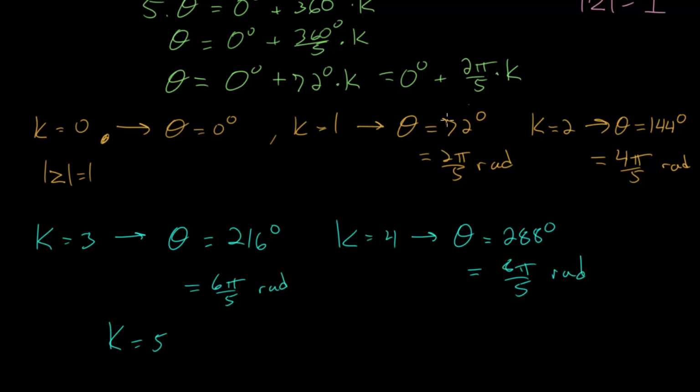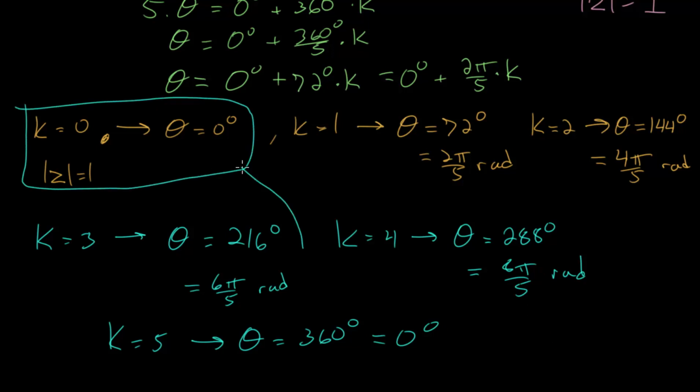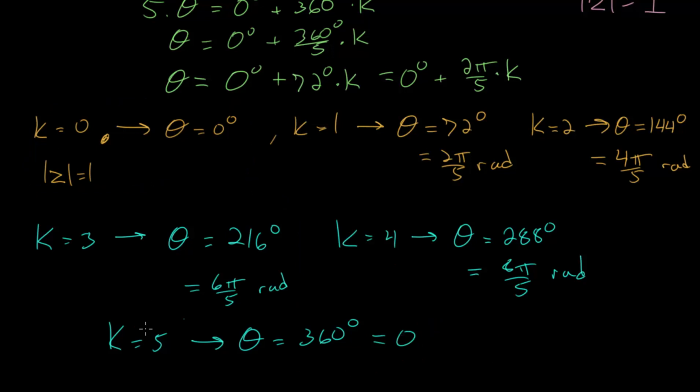Since k is an integer, it could be any whole number that we want, positive or negative. But when it's equal to 5, we are multiplying 72 5 different times, and we get theta is 360. But we know 360 can be rewritten as 0 degrees, and we already had a solution for that. So we don't need to rewrite it again. We're just finding the same value, meaning that this case is redundant. We just don't need it.